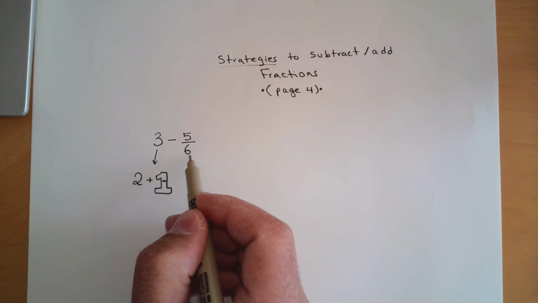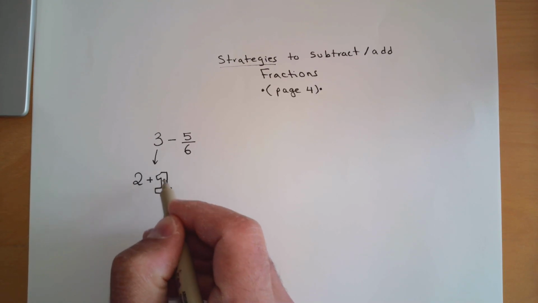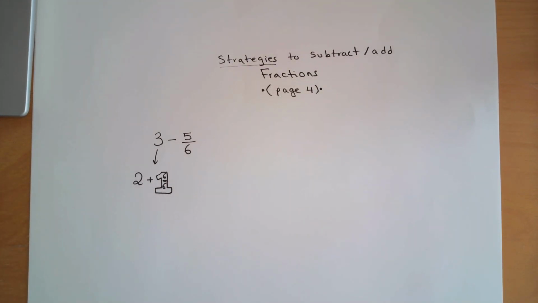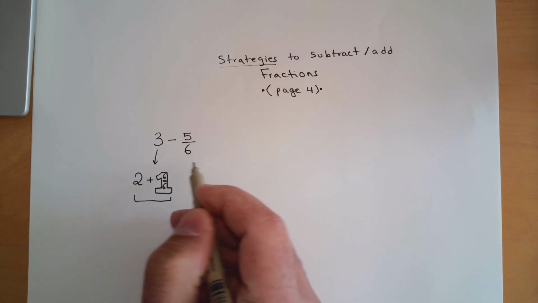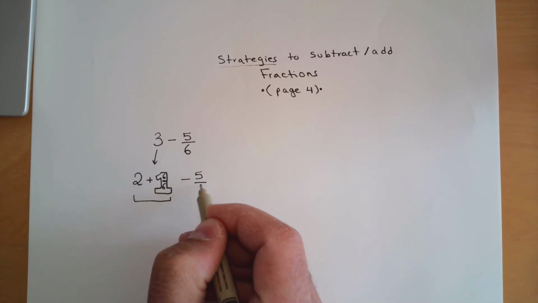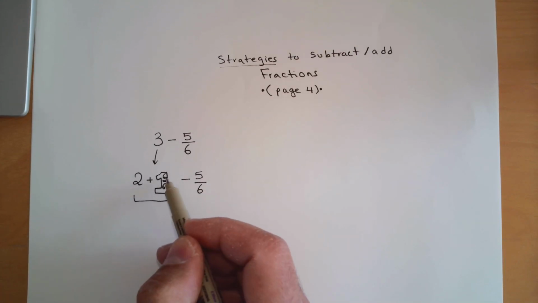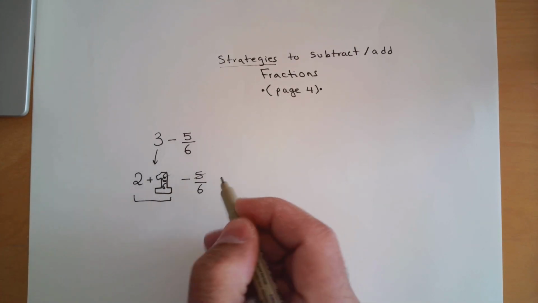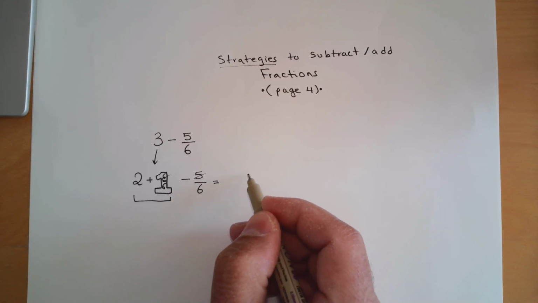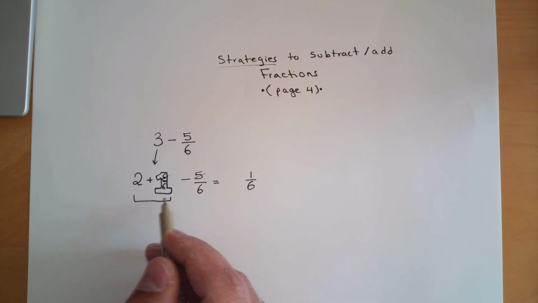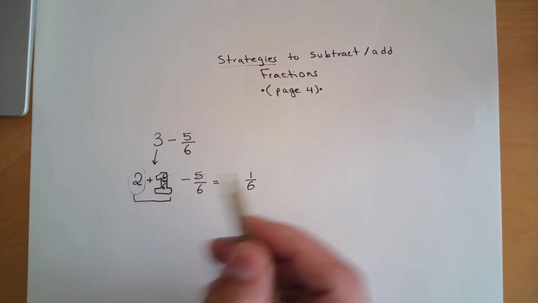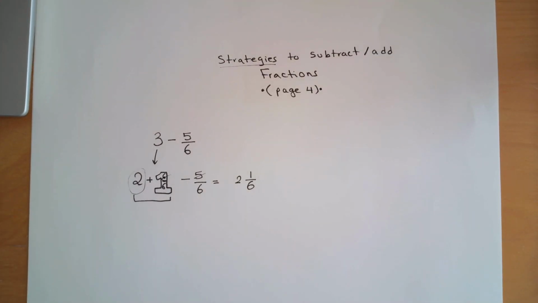So if we're talking about sixths, we know that there are 6/6 inside of a 1, right? So now this adds up to 3, and if we want to take 5 pieces of 6, we can take 5 from 6, and that will give us 1/6. Okay, so we don't have any more pieces of 6, we just have 1, and what is left is the 2. So that is 2 and 1/6. Okay, so that is our answer.